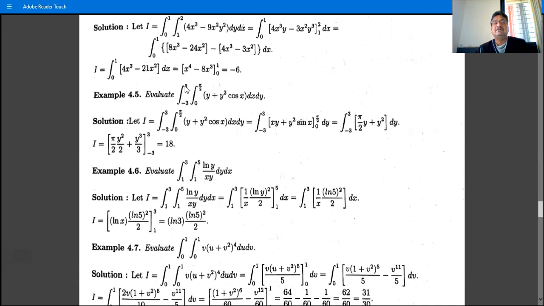Same problem, minus 3 to 3, 0 to pi. This dx dy. So 0 to pi is the limit on x because dx is first, and minus 3 to 3 is the limit on y. So integration with respect to x first, then y is constant, and so its integration is y into x. Here y square is constant. Integration of cos x is sin x, 0 to pi by 2.